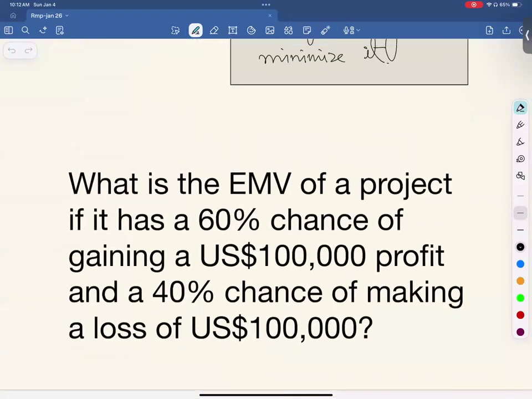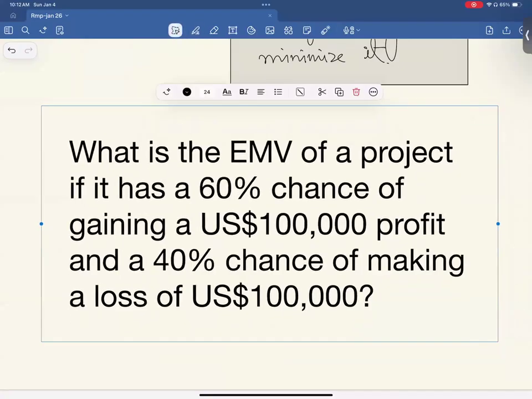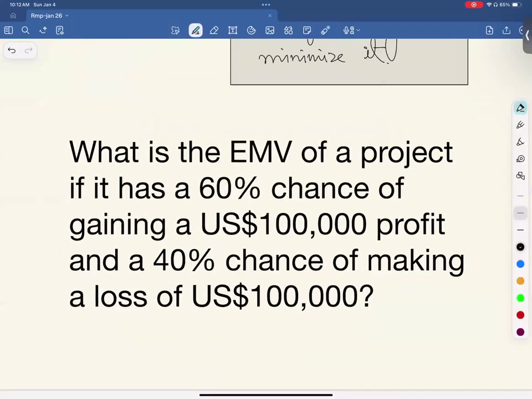So this is the question regarding expected monetary value. Who would like to answer? Everybody, please try to find the answer. Please solve it and tell me what is the right answer. Yes, I answered it in the group, 20,000. Okay, anybody else? Sir, it's a very simple calculation. 0.6 multiplied by 100,000 minus 0.4 multiplied by 100,000.